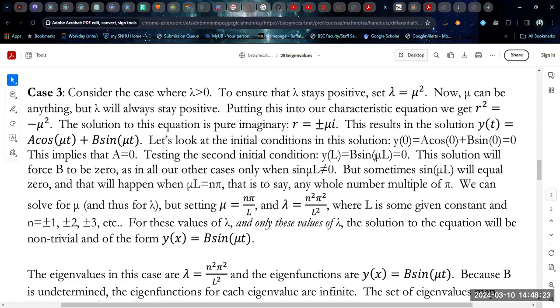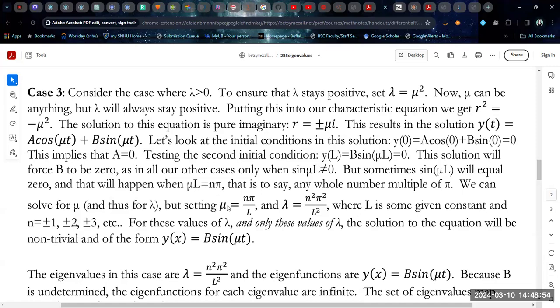Since we're looking for the values of mu that are going to make this entire solution non-zero, sine of mu L will be equal to 0 when mu L is equal to some integer multiple of pi. So pi, 2 pi, 3 pi, negative 2 pi, 0, etc. If we set this condition, we can then solve for mu in terms of L and n and pi.